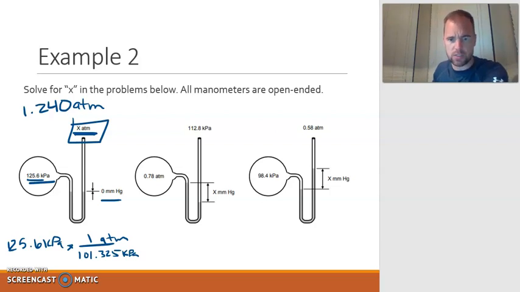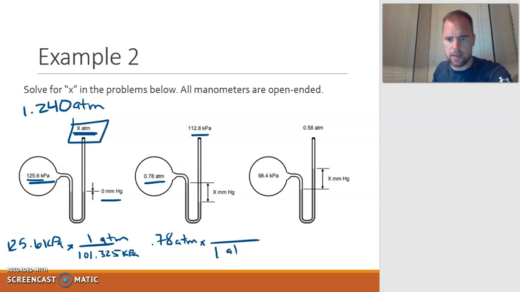All right, let's look at the second one. This time we know the pressure in the bulb and we know the pressure in the room. We just need to figure out the difference. This would be easy if these were both in the same unit. We would just subtract. But the problem is they're not in the same unit. It doesn't matter if you convert the pressure inside the bulb to kilopascals, or convert this one to atm. They just have to be in the same unit. So I'm going to convert the pressure in the bulb, 0.78 atm, into kilopascals.